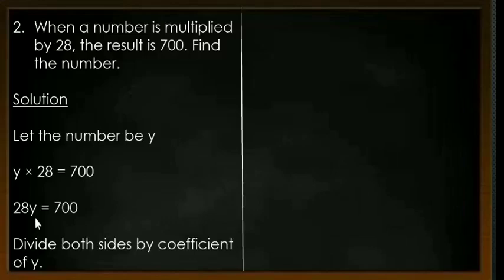28. So by the time we divide both sides by the coefficient of y, that will leave us with 28y being divided by 28 equals to 700 divided by 28. So when 28 cancels out 28, we'll be left with y. And when 28 divides 700, we'll have 25. It simply means that 25 is the required number that we are asked to find.